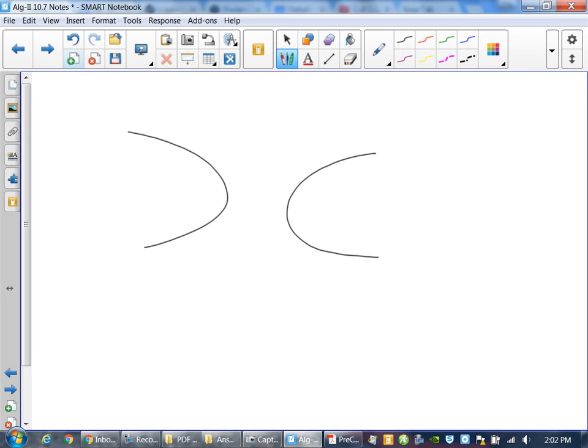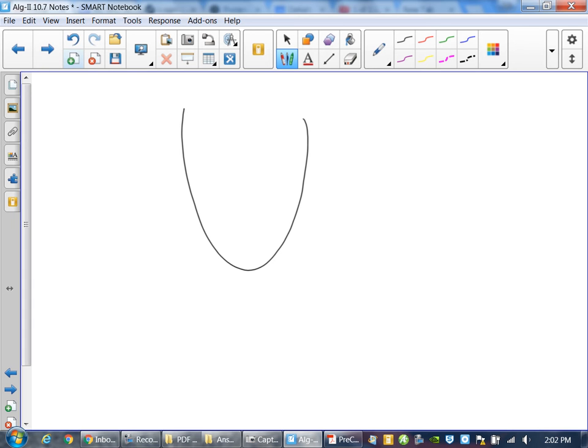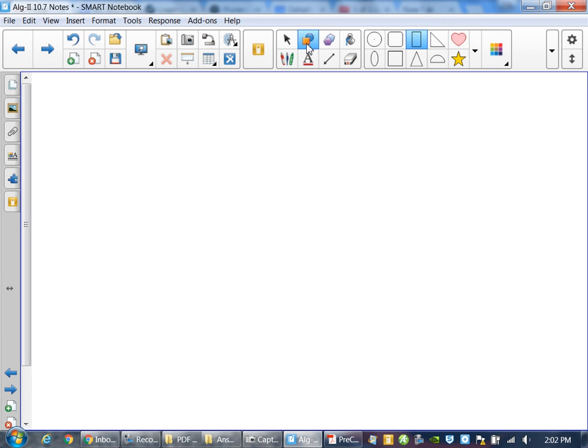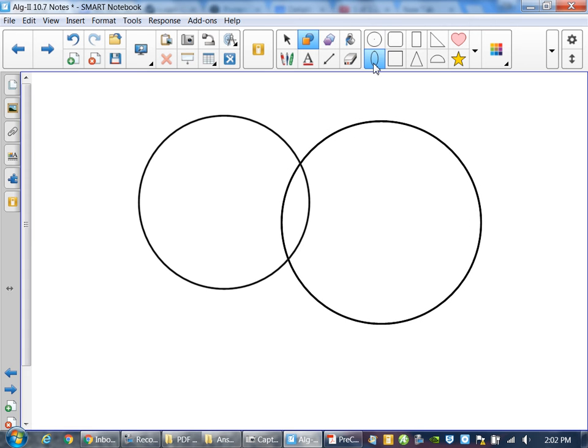So what can happen is we can actually find the intersection points of a hyperbola and an ellipse. We can find the intersection of a hyperbola and a circle, a parabola and a circle. We can find the intersection of a circle with an ellipse. That's insane.